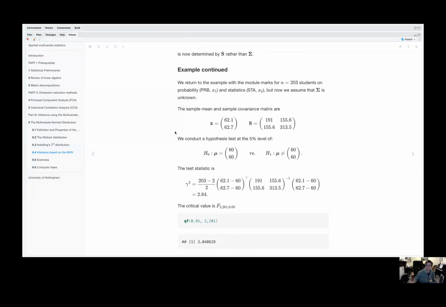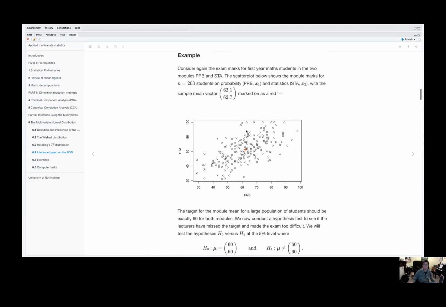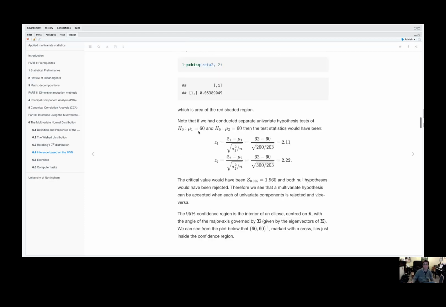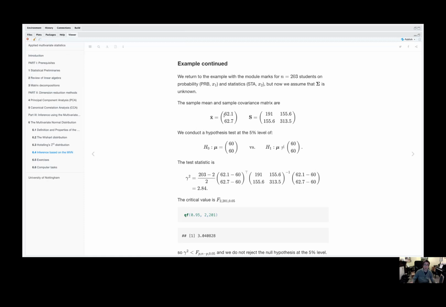So let's look at an example of doing that. Back to our statistics and probability example we had before. So we had these 203 exam marks for first year math students taking a probability module and a statistics module. Okay. So let's do the hypothesis test we did before, but now let's not assume that sigma is known. For these data, we have the sample mean was 62.1, 62.7. Now let's give it a sample covariance matrix, which is S here. And let's conduct the same hypothesis test. We want to test H0 that mu is (60, 60) versus the alternative hypothesis that it's not.